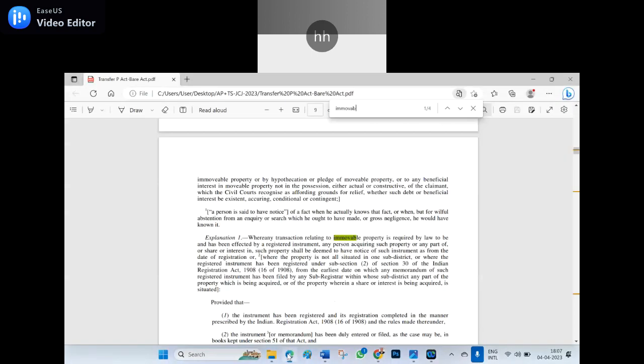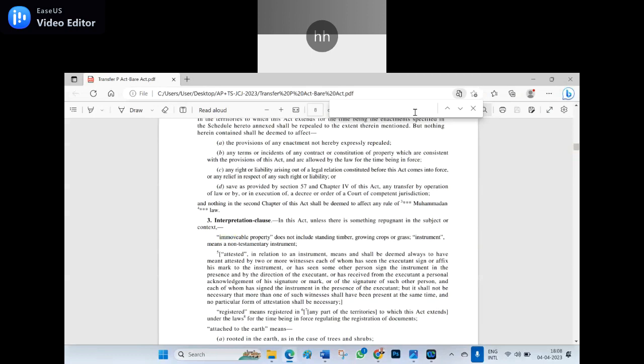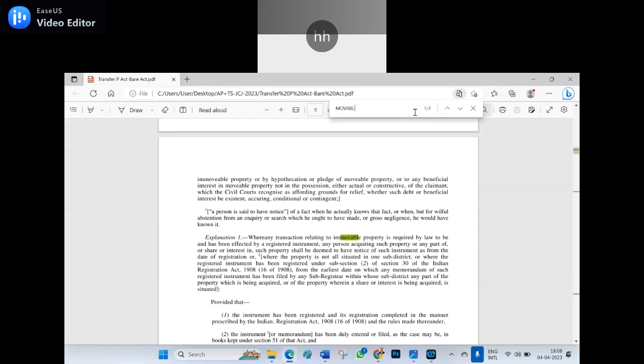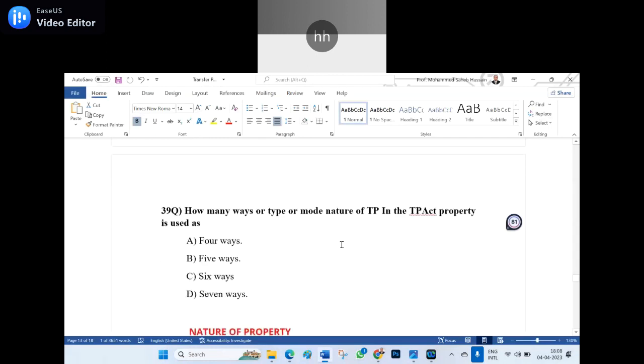0. Movable property, it is set to zero. See, I will show you. That is the immovable property, 4. And movable property, I pointed to the movable property. It is showing immovable property 4. That means movable property is 0. So now, of course, such a question is very seldom asked, but I don't want to lose any chance by any means. That's my question. 39th question.